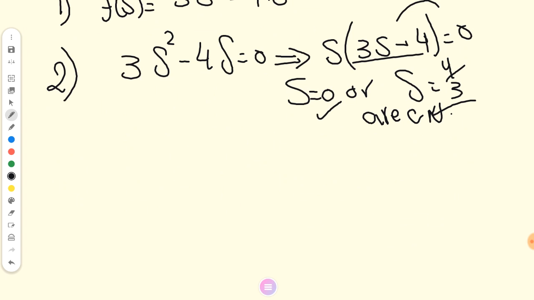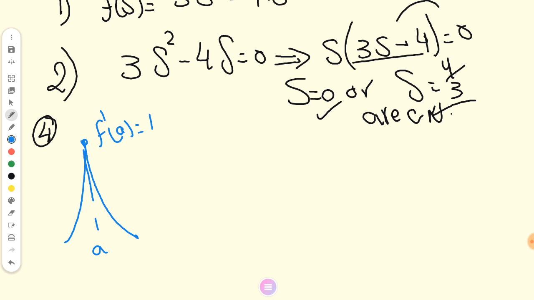Now let's look at the fourth kind of question, as a discussion. From the graph I can identify the value of the derivative at the extrema. Here, this one has a corner, and it is an extrema. Here, the derivative at A does not exist.